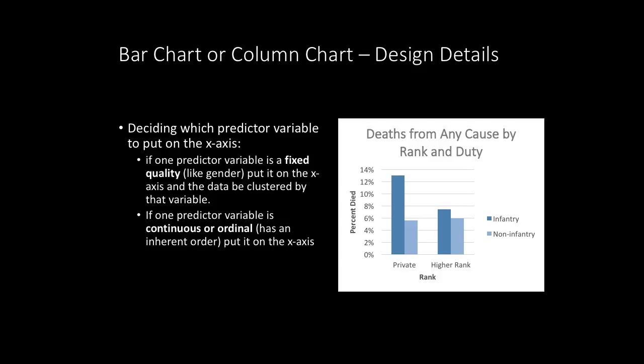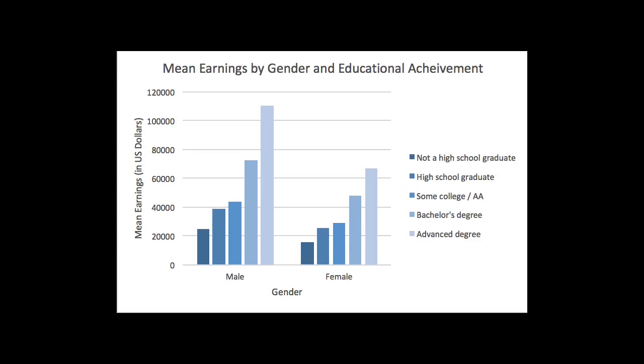If we wanted to compare the mean earnings by gender and educational achievement, if we cluster the data by the levels of the variable gender, that leads the audience to compare. Within the males, here is how educational achievement influences earnings. Within the females, here's a similar pattern.